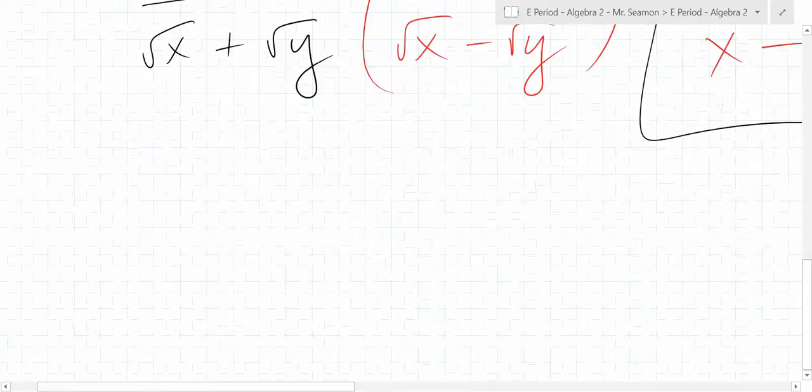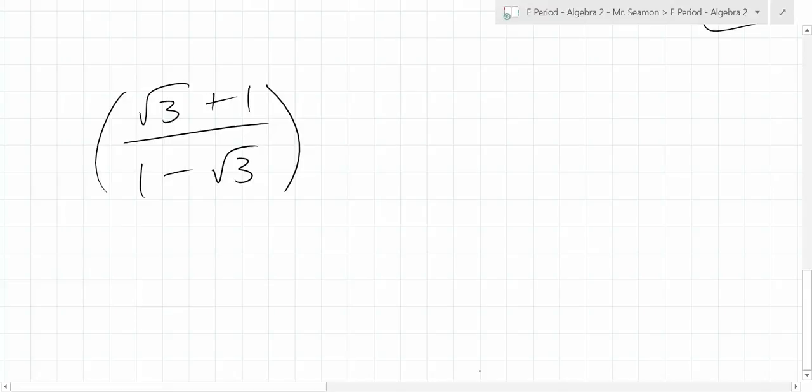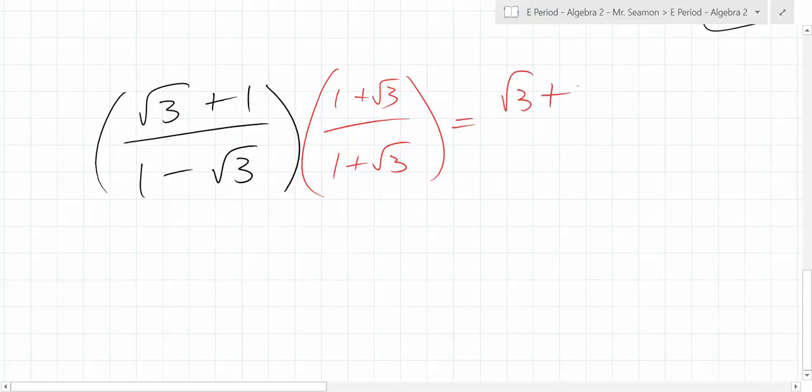Okay, you want another one that's nice and fun? Okay, try this one, everybody. Try that one. Go. So what do I multiply by, Connor? I multiplied by 1 plus root 3 over 1 plus root 3. Yeah, exactly. So you end up with, on the top, root 3 plus 3 plus 1 plus root 3. Yep. All over 1 minus 1 minus 3.